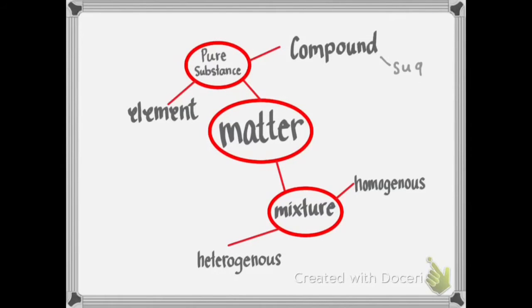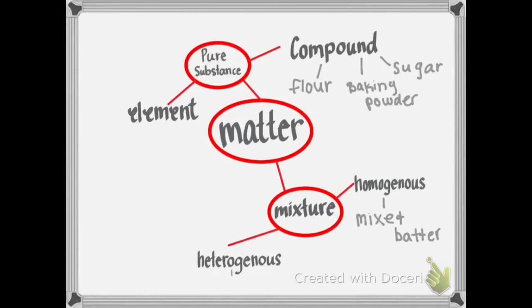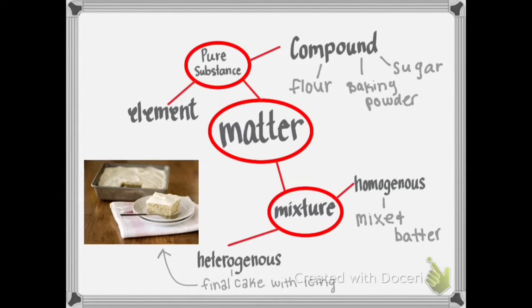Within the mixture category, there are homogeneous solutions that are the same and uniform throughout the whole substance. These also include metal alloys. In our recipe, batter would be considered a homogeneous substance. A heterogeneous substance would be the final cake with icing because it is not the same at every point and has different layers that can be physically separated.